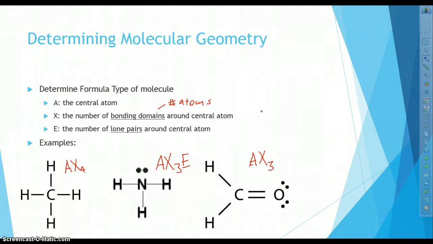On your handout, you do have an example of H2S, which has a structure that looks like this. And just by looking at this, you should hopefully be able to get that the formula type is AX2, because of the 2 on either side, and then E2.